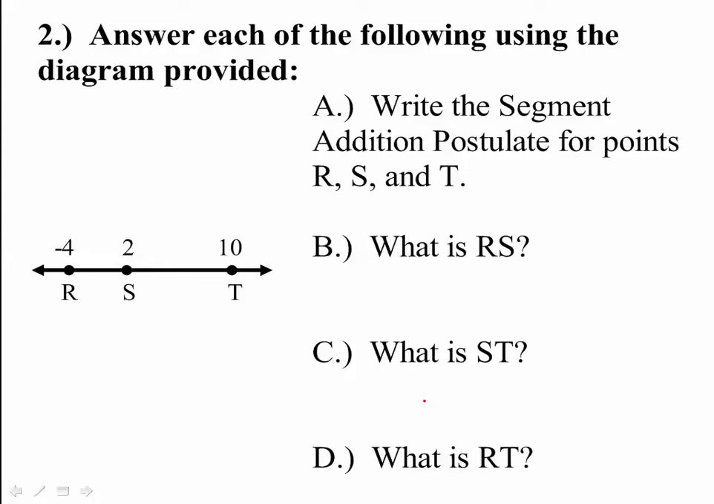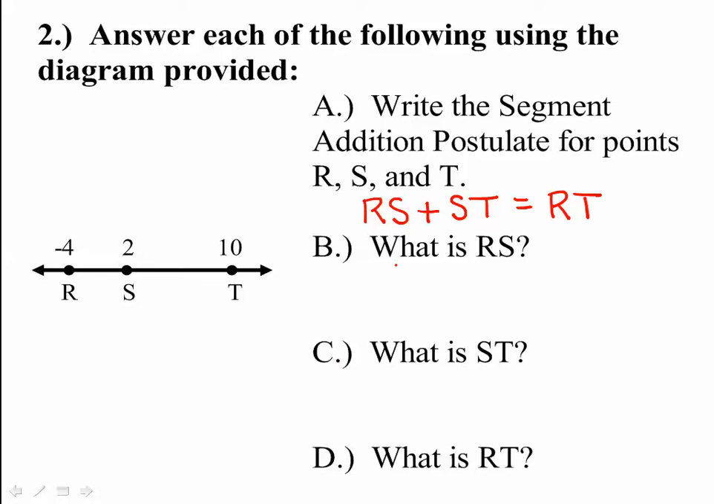Let's look at another example. Answer each of the following using the diagram provided. A, write the segment addition postulate for points R, S, and T. So this is the same thing we did on the last example. So RS is one of the smaller segments, plus ST would equal RT.